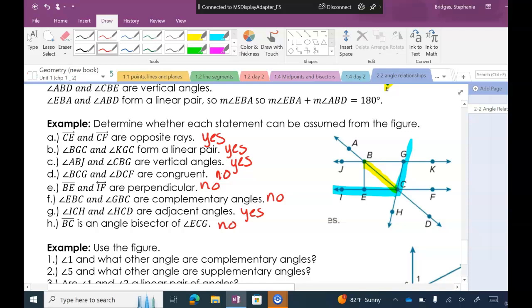Okay, so you just got to be careful. You can't assume congruence unless they're vertical. You can't assume perpendicularity. You can't assume complementary if you don't know anything about your angles. Here, would I say that those two are complementary, based off of what I have? Yeah, because they add up to equal 90.